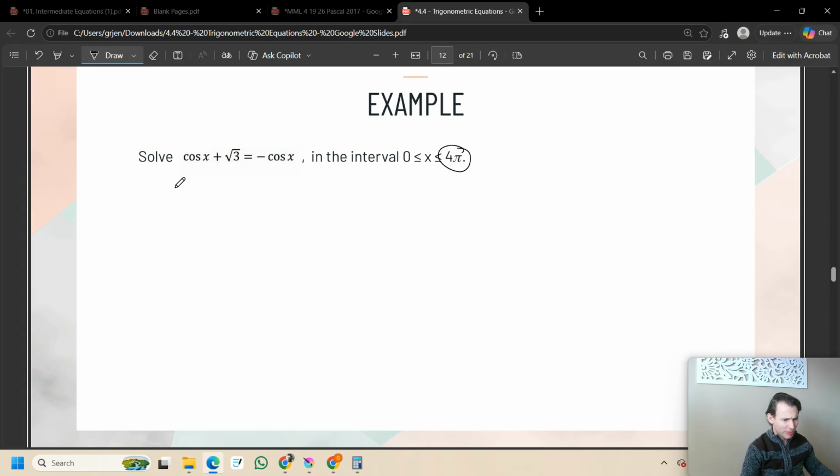I'm not going to do a substitution for this one. It's too easy. Add cosine to both sides. So we get 2 cosine of x plus root 3 equals 0. Collect your like terms, right? And then subtract root 3 from both sides. 2 cosine of x equals negative root 3. And then what do you know? We just divide by 2. Cosine of x equals minus root 3 on 2.